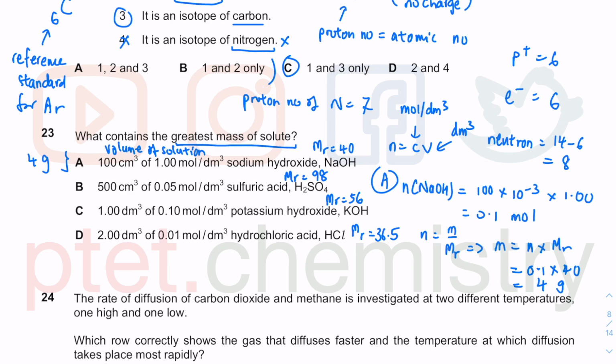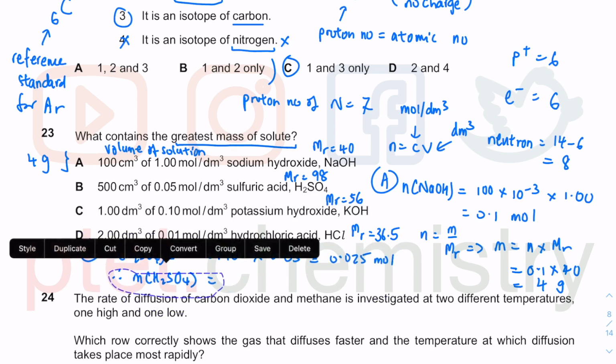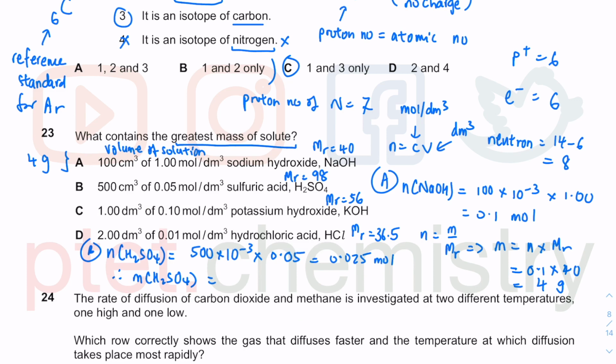So for B, what you have is 500. So you have the mole of sulfuric acid equal to 500 times 10 to the minus 3, convert to dm cube, multiplied by the concentration. And you get 0.025 mole. And in order to work out the mass, therefore the mass of H2SO4 is going to be the mole multiplied by the MR, what we had done previously. So 0.025 moles times 98. And you get 2.45 gram.